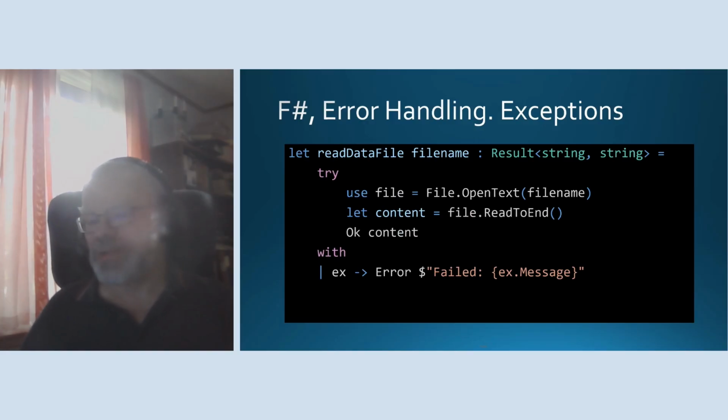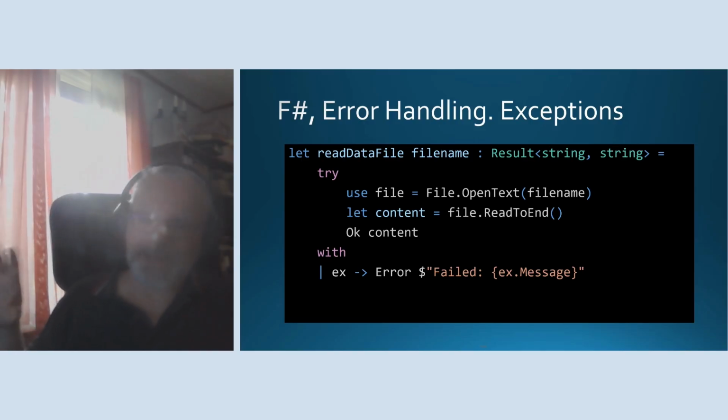But what we really want to do is use the result here as well. So here we have the read data file. We take a file name, and this function will return a result of string, that is the content of the file I wanted to read, and the second string is the error message. So here I open my file, I read the content, and then I return it. Everything went okay, and here's the content. And if there's an exception, I return error and a message.